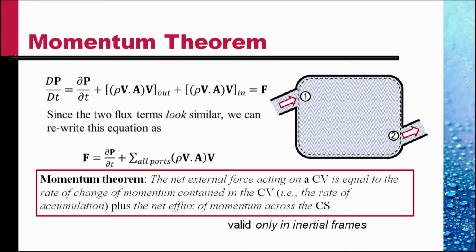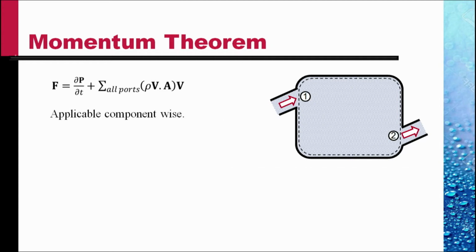This is valid only in inertial frames of reference, because Newton's second law of motion is applicable only in inertial frames. What are inertial frames? Frames that are either stationary or are moving with constant velocities, that is, frames that are not accelerating. A rotating frame would definitely be accelerating. Now, this is a vector equation and it should be applicable component-wise also. So we can write this for the x component, the y component and the z component.